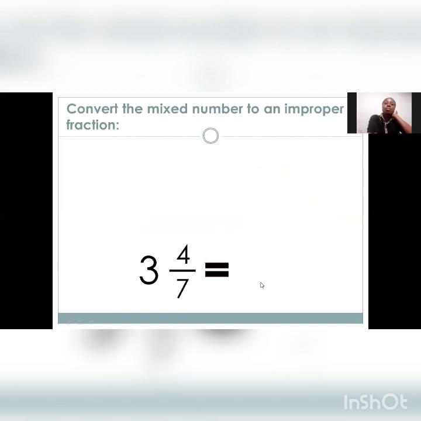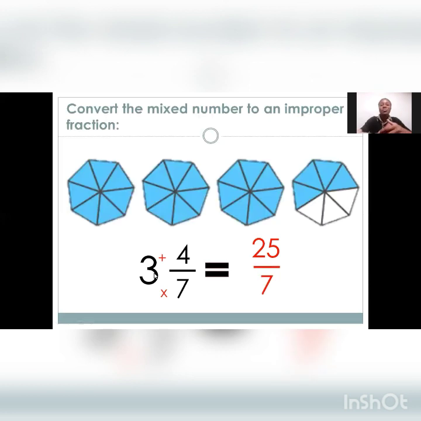Our last example is 3 and 4/7. First step, multiply the denominator and our whole number. 3 times 7 is 21. 21 plus 4 is 25. And follow our last step, place it over the given denominator, which is 7. So 3 and 4/7 equals 25/7.